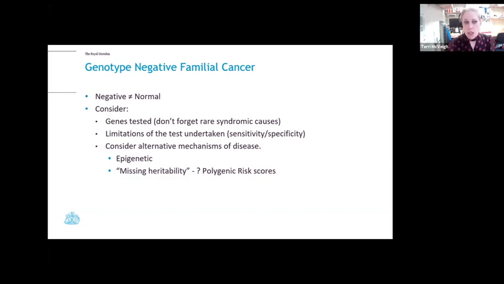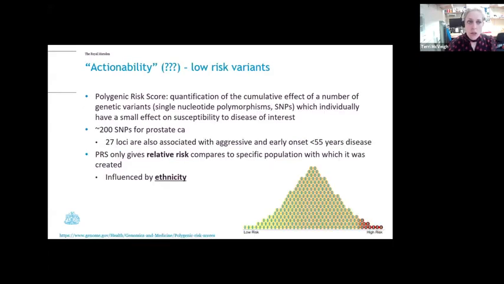You need to think of the limitations of the test you've undertaken, and you need to consider alternative mechanisms of disease. So, there's epigenetic, there's potentially the polygenic risk scores. There is also the notion of shared environmental influences as well. So, we see some families with clustering of lung cancer, and actually when you ask them, all of them have been smoking 40 a day for 20 years. So, there are shared risk factors that are not necessarily heritable.